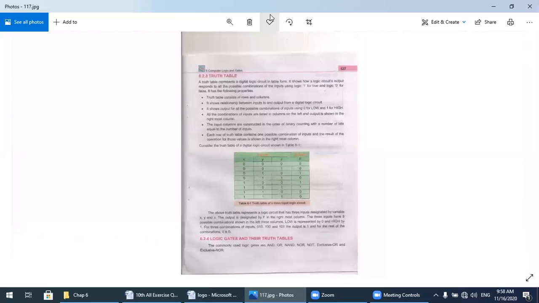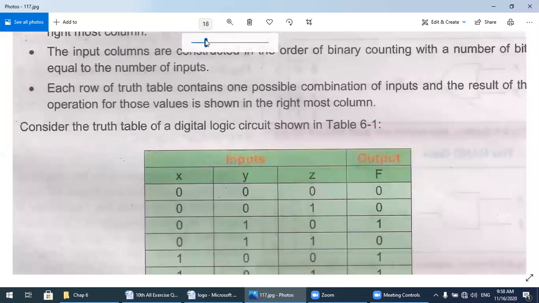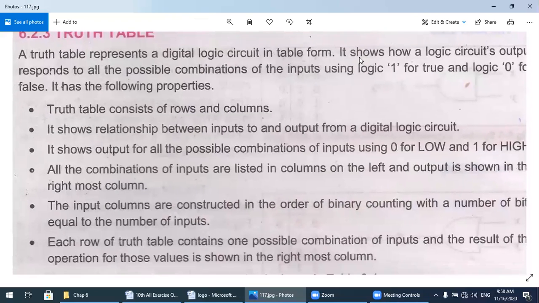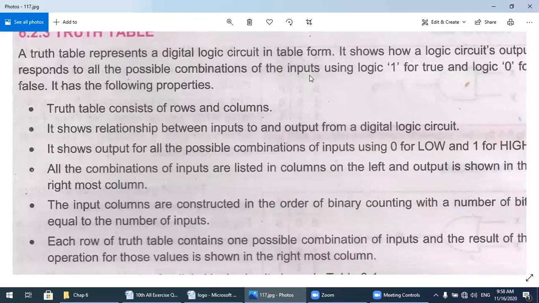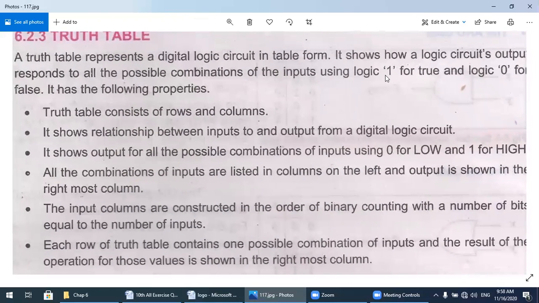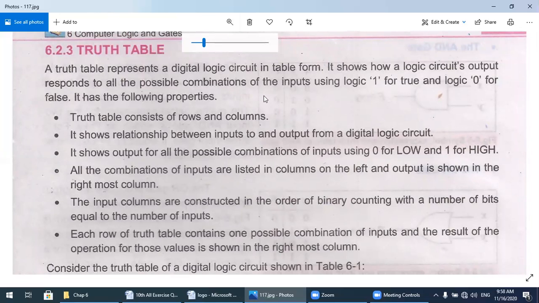Next one is the truth table. A truth table represents the digital circuits in table form. How to create the truth table, I will tell you. It shows how a logic circuit's output responds to all the possible combinations of the input, using logic 1 for true and logic 0 for false.